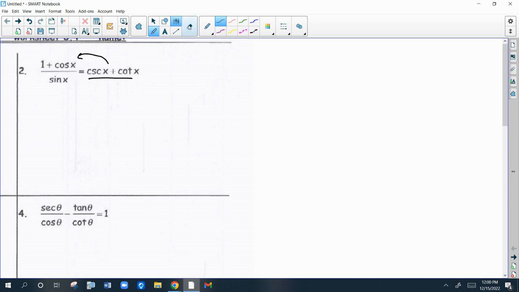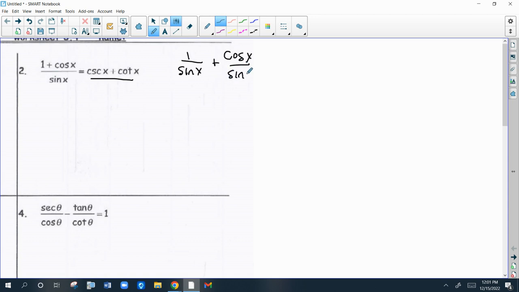So the first thing I always like to do, I always like to deal with sines and cosines whenever possible because those are usually easier and everything can be written as a sine and cosine. So I'm just going to look at this side and change it to sine and cosine first. Cosecant is 1 over sine. And cotangent is cosine over sine.